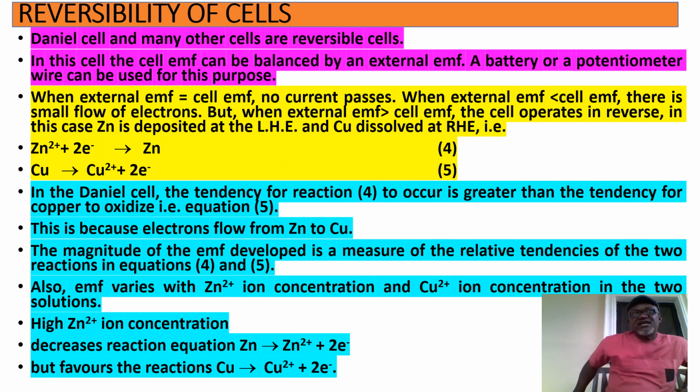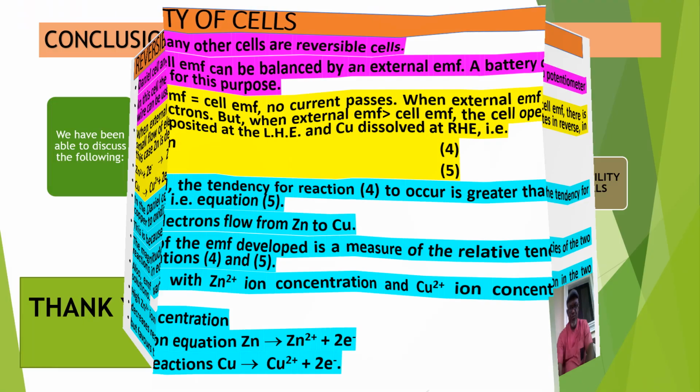If you reverse it, can it be spontaneous? If it is not spontaneous, then it means you have to have an input of energy before you can achieve that reaction. Automatically, you are now moving away from electrochemical cells to electrolytic cells.